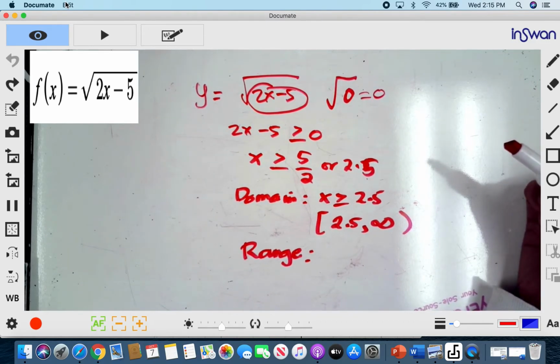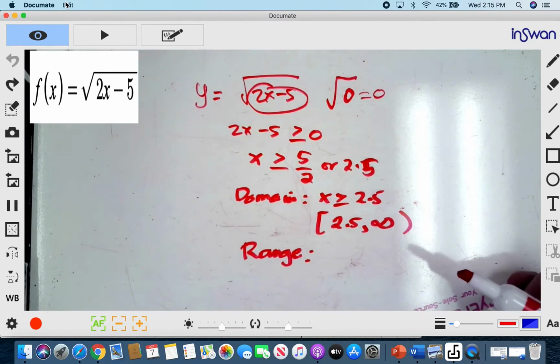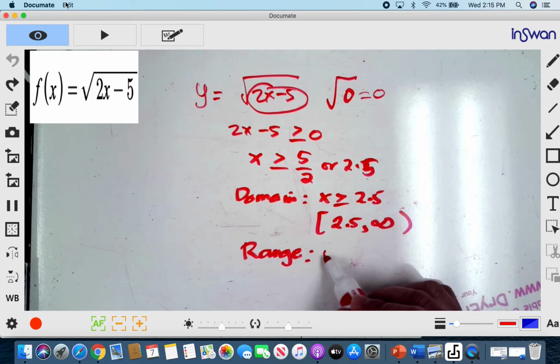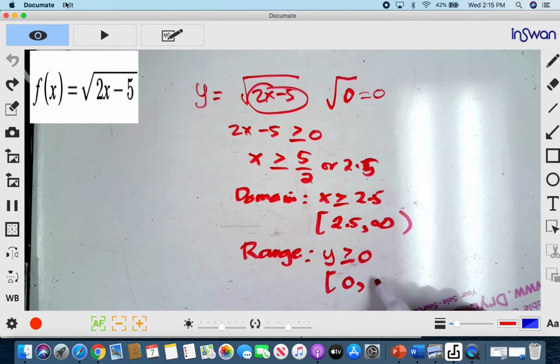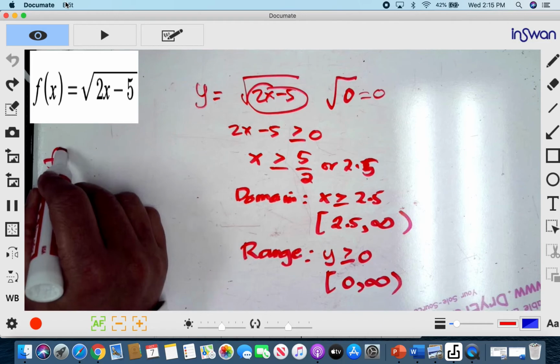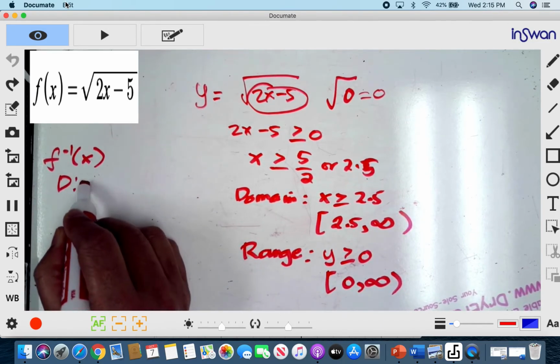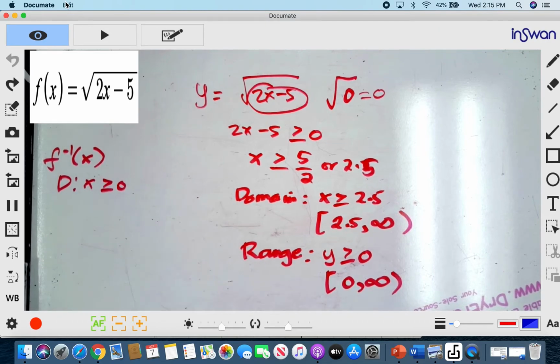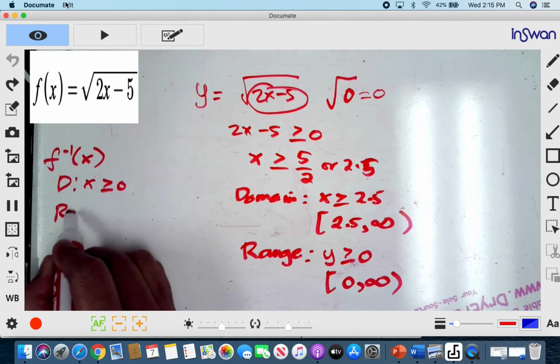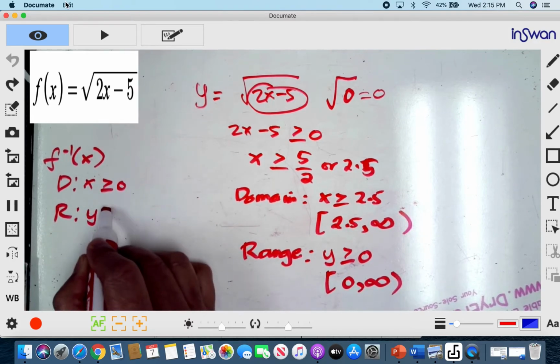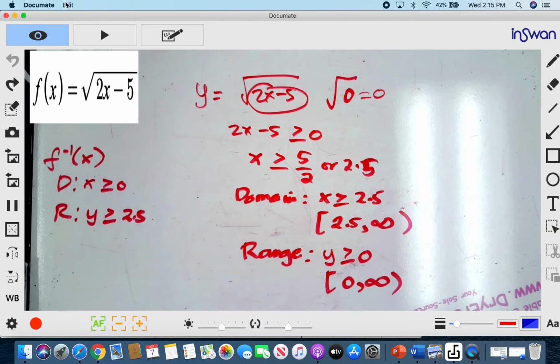It cannot be negative, but it can be greater than 0. So therefore, the range would be y is greater than or equal to 0, or from 0 to positive infinity. It now follows that our inverse function has a domain of x greater than or equal to 0, because they are inverse functions, so we do this as our domain, and our range would be y greater than or equal to 2.5. Now we need to verify if that is really the case.